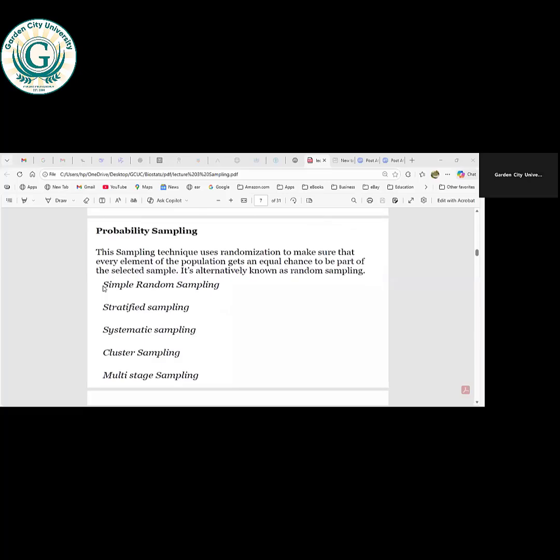Okay, so under probability sampling, once I teach, you can raise your hand if you have any questions. For the probability sampling techniques, today we are going to talk about simple random sampling, stratified sampling, systematic sampling, cluster sampling, and multi-stage sampling.